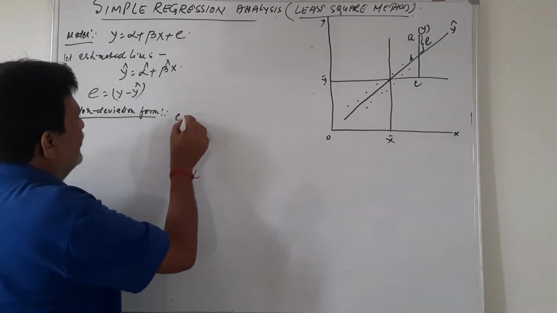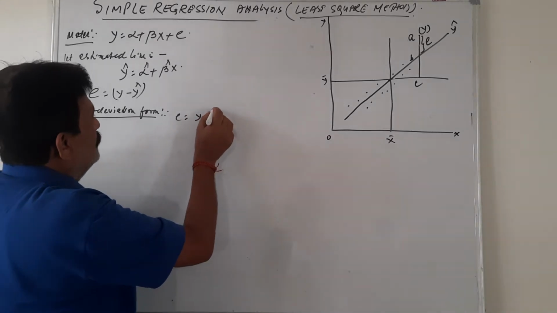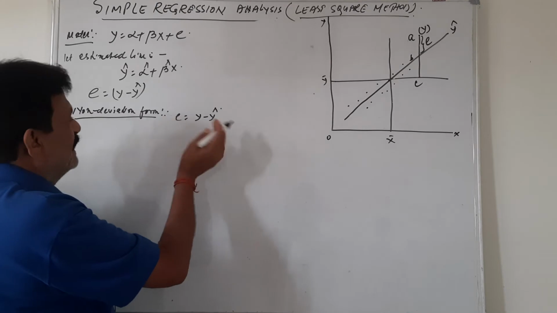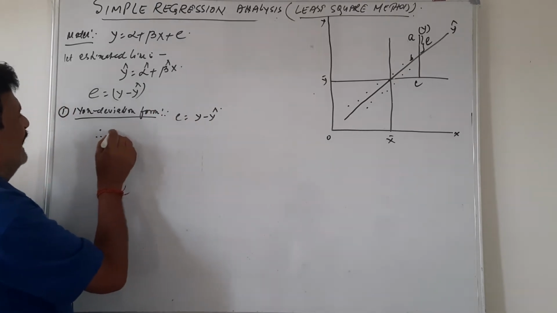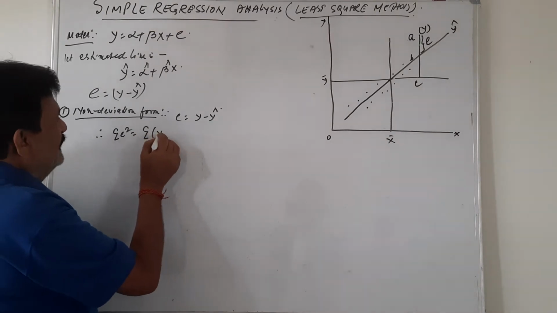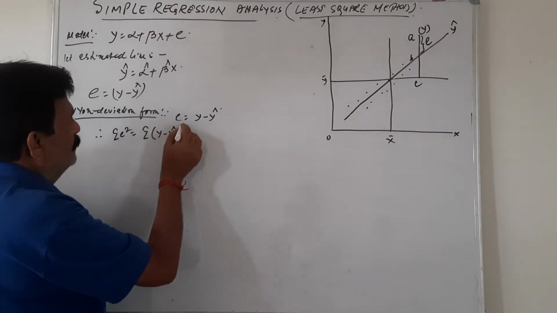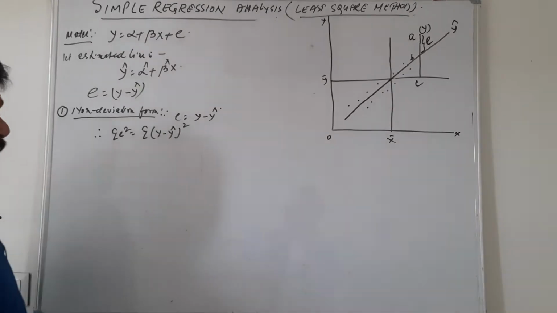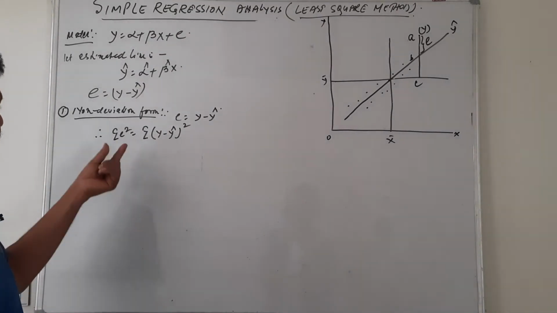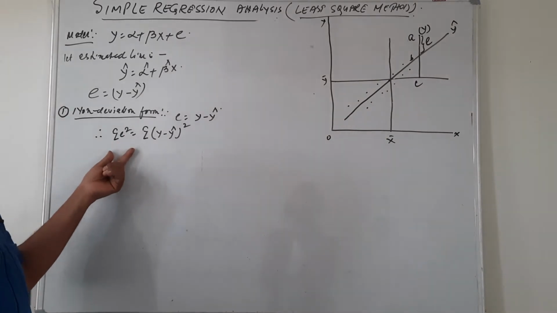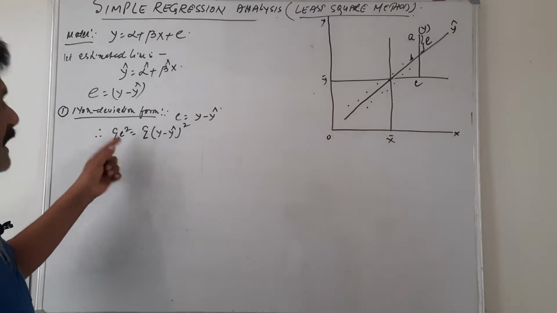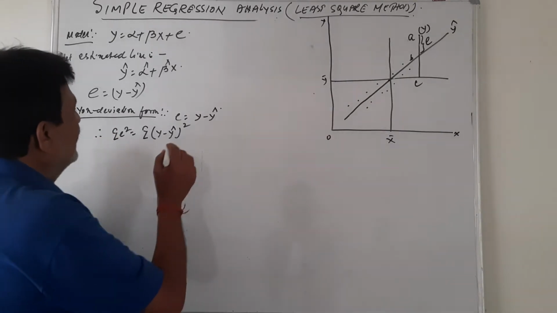Here E is y minus y cap. So take summation on both sides and square both sides. Hence, summation E square is summation (y minus y cap) square. Now here it has to be explained that in the least square method, this summation E square is minimized with the help of differential calculus.